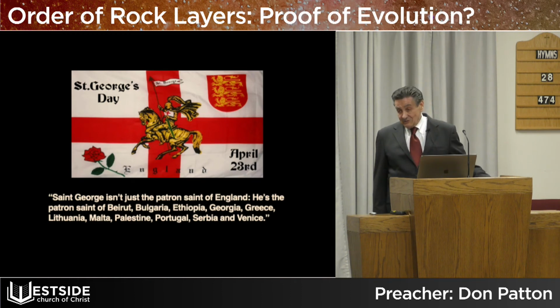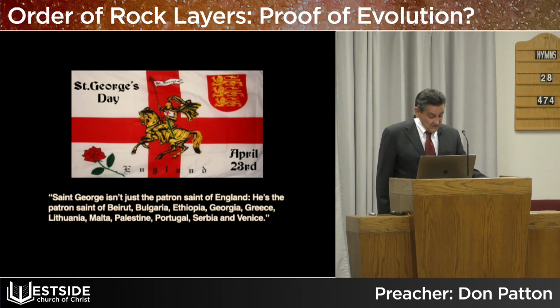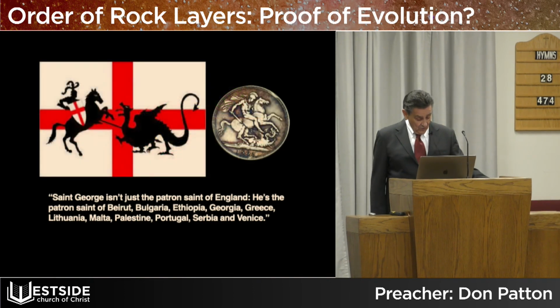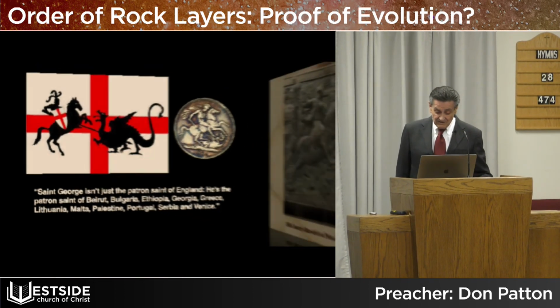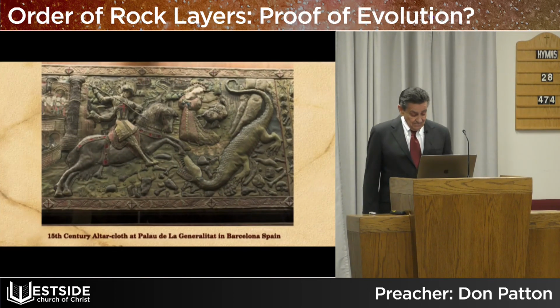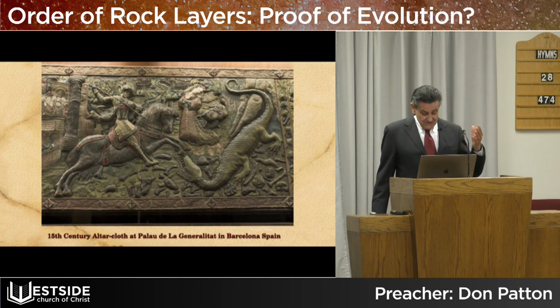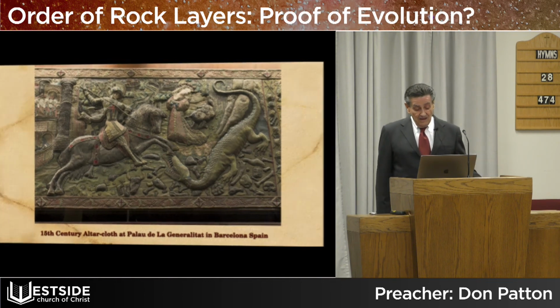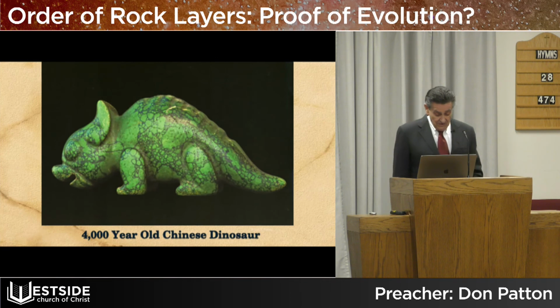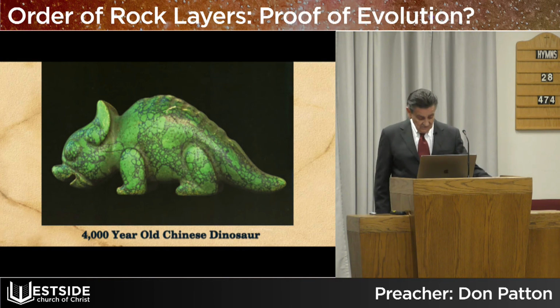A lot of folks know about the one that was killing the dinosaurs, and they even have coins with him represented. This one is from Spain, just one of many. This one is from China, 4,000-year-old Chinese dinosaur. I have one of these in the museum.